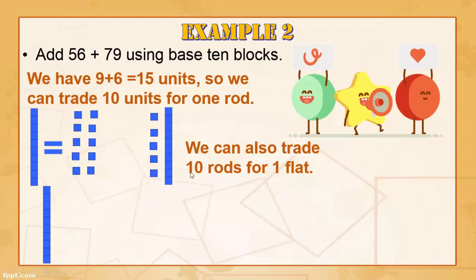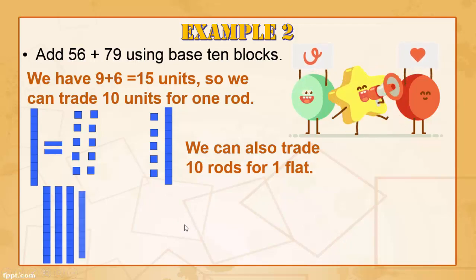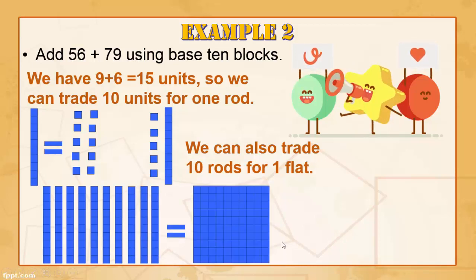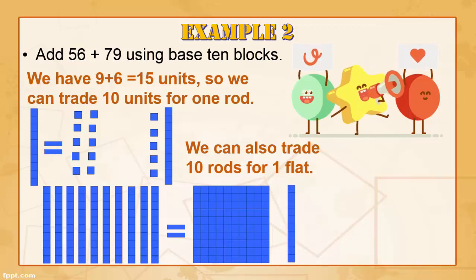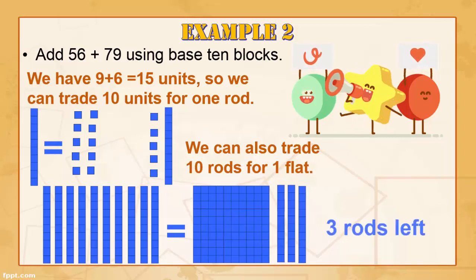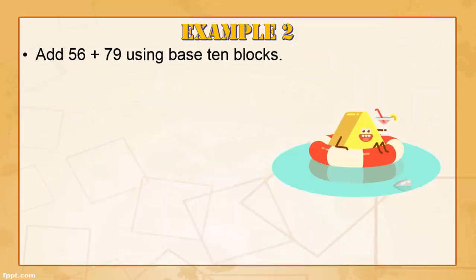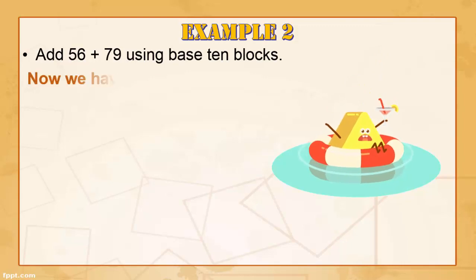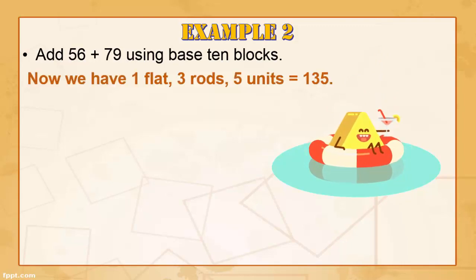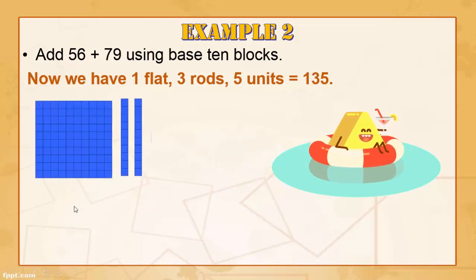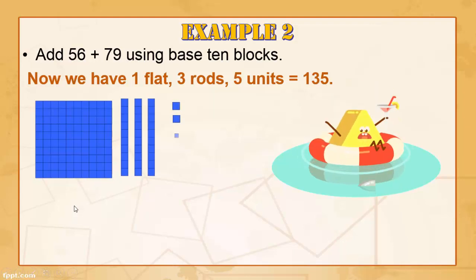So we can also trade 10 rods for one flat. So here we have a flat. So therefore, we have 3 rods left over, so when we add 56 plus 79 using base 10 blocks, we get 135, which would be one flat, 3 rods, and 5 units.